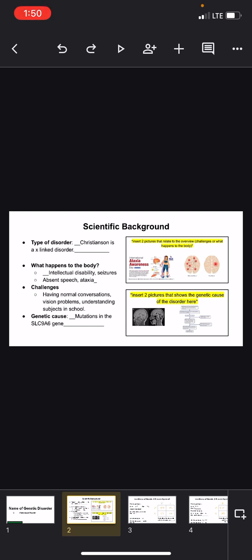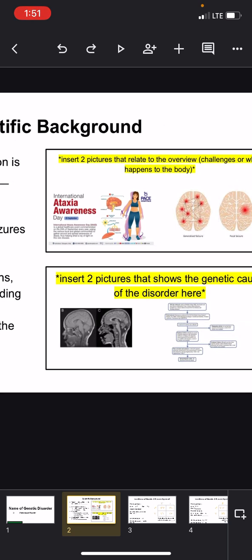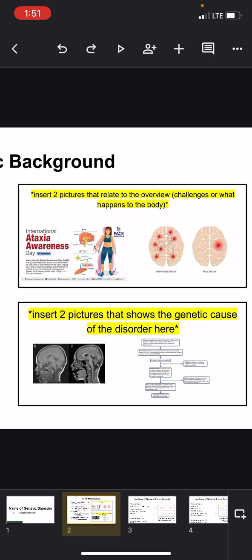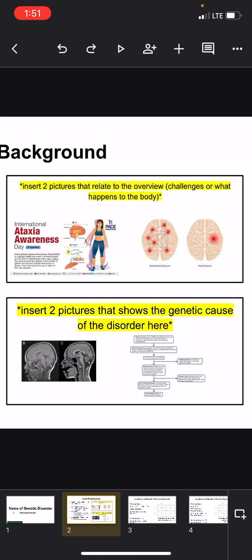The disorder is caused by mutations in the SLC9A6 gene, which provides instructions for making a protein called sodium/hydrogen exchanger 6, or NHE6. Here's an image to help you understand this. This image shows the cause of the genetic disorder and what happens to the body.